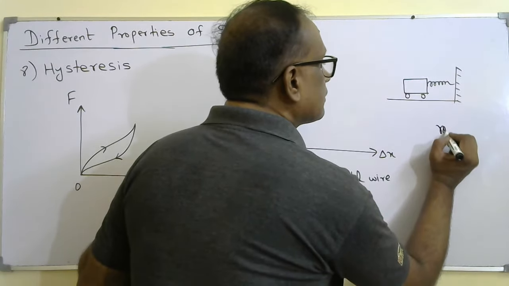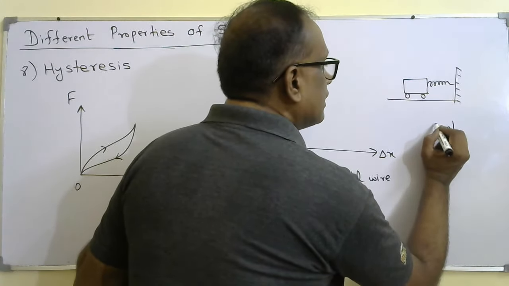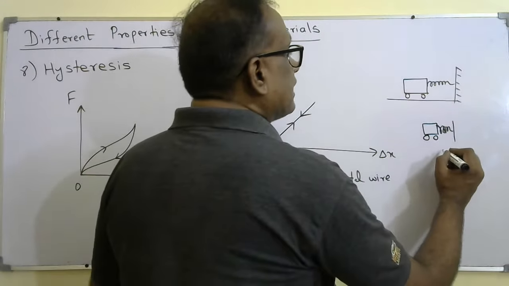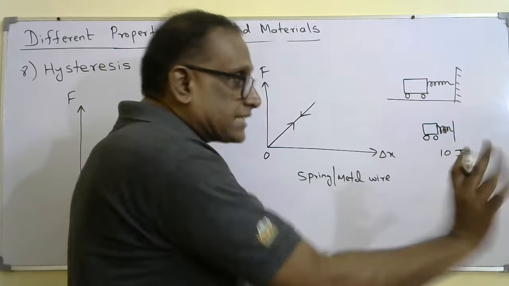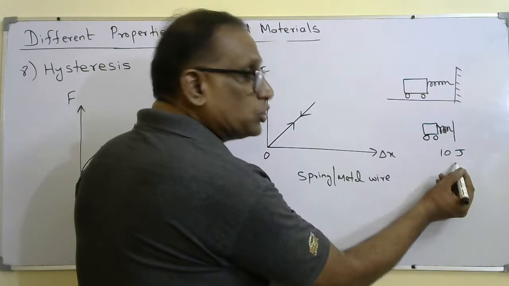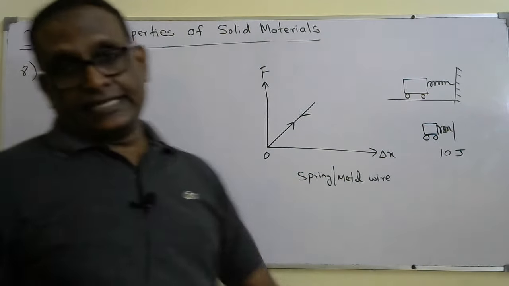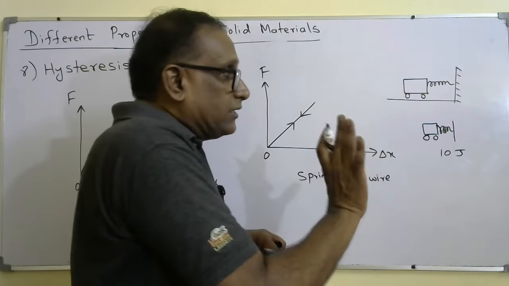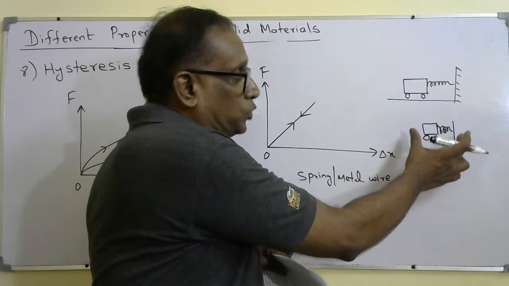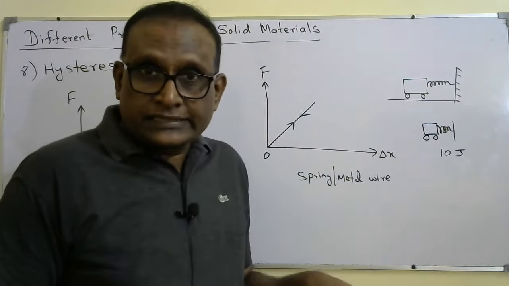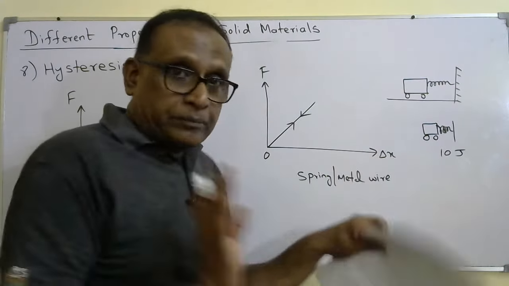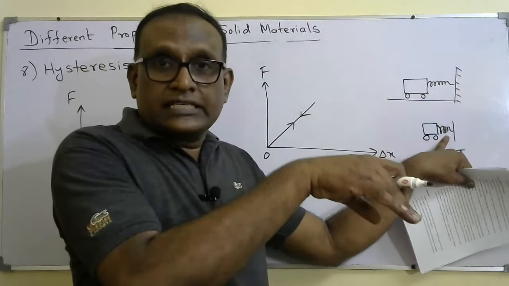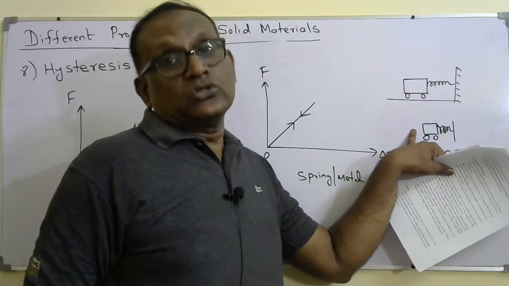and it's released. So when the spring is fully compressed, the total work done by you, for example, if it is 10 joules, the total work done to compress the spring is 10 joules. When you release, the 10 joules will be given to the trolley as kinetic energy if there is no friction. If you imagine there is no friction, the work done by you is the elastic potential energy stored in the spring during compression, 10 joules, and when you release it, this energy will be given as kinetic energy to the trolley. But rubber is not like that.